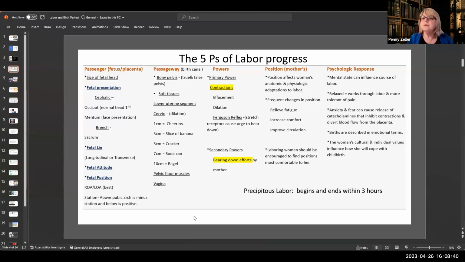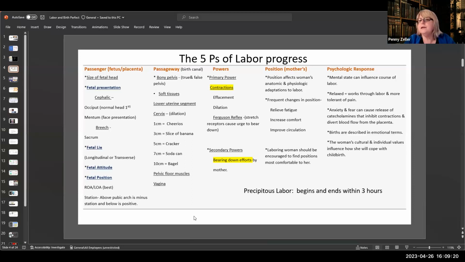The passenger is the fetus. So we need to know if the lie of the fetus is such that it's more difficult to have labor, if the baby is transverse or breech. So the lie of the baby, what's being presented, is it the head? Is it the face? Is it the feet or the butt? Okay, so all those different presentations in the lie of the baby, it will hinder or facilitate labor.